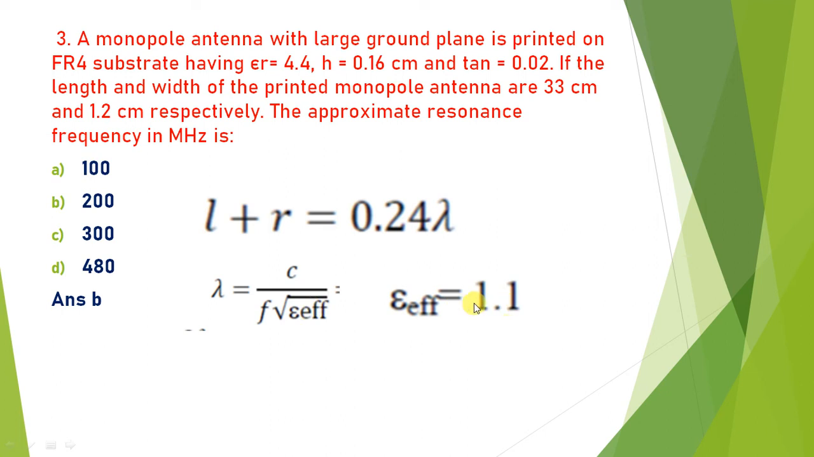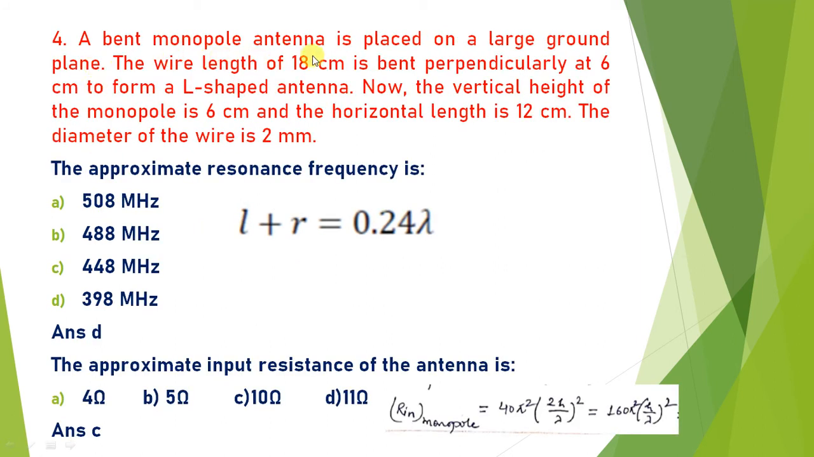Epsilon effective is equal to 1.1, and find out the value of F. So you will get answer B. A bent monopole antenna is placed on a large ground plane. The wire length is given, 18 centimeter. Then perpendicular at 6 centimeter to form an L-shaped antenna.